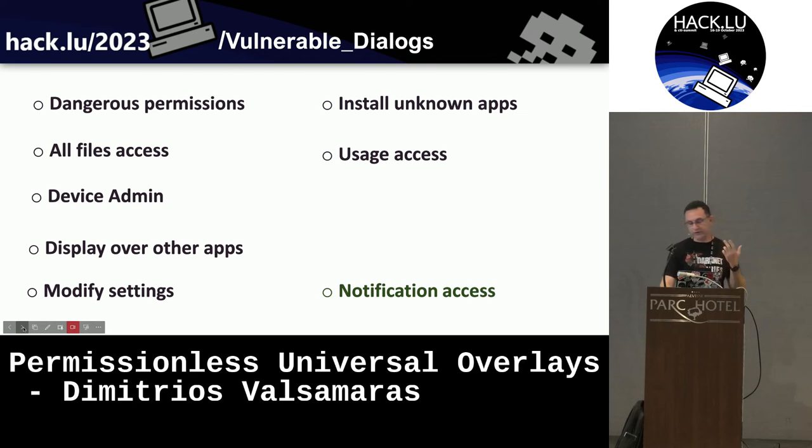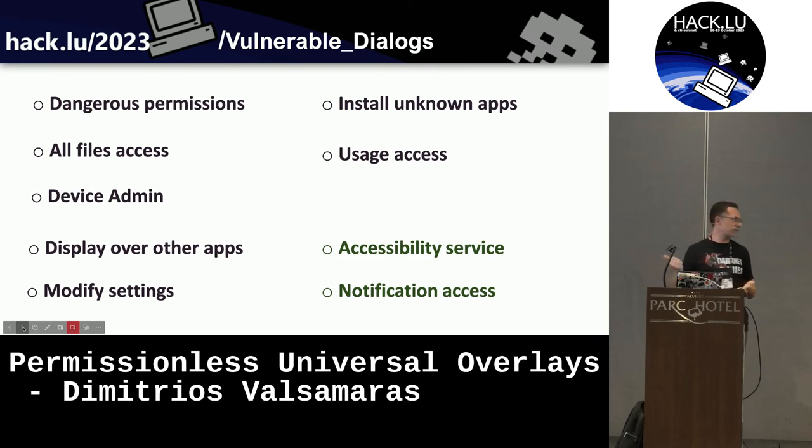Which dialogues were not vulnerable? The accessibility service dialog and the notification access. And when I say notification access, I mean these notifications that are shown on your device, so an app could get access to these notifications and be able to read them.